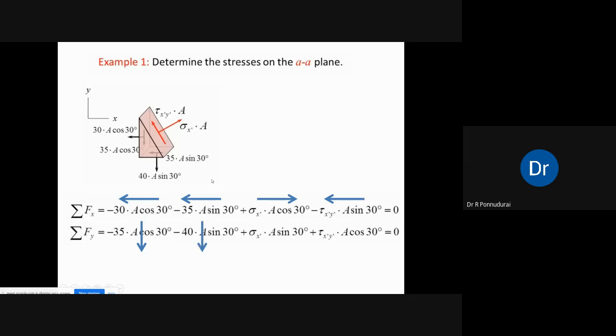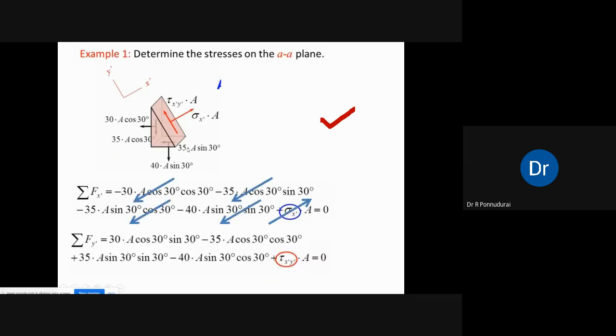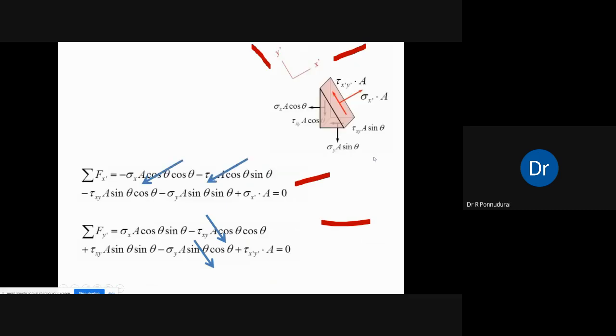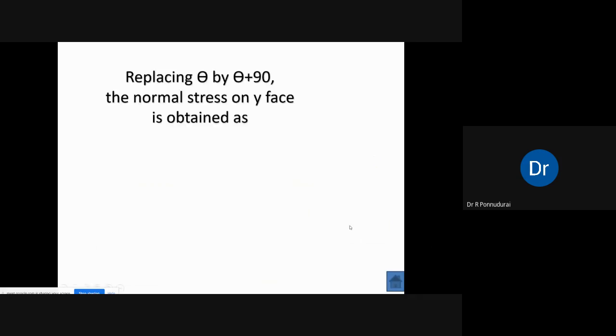And one more method we talked about, on any given plane, the x dash, y dash plane. If we are able to analyze there, you can get the very same answer. So we can go for derivation of all these formulas by using this method. So that is what regarding the inclined plane.